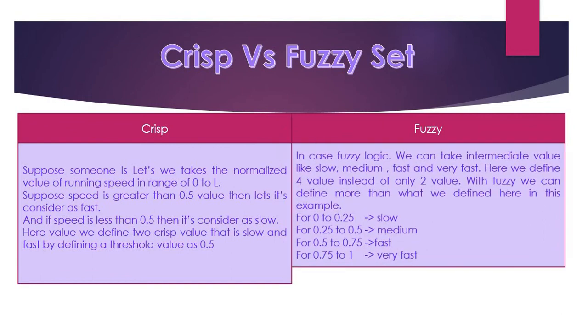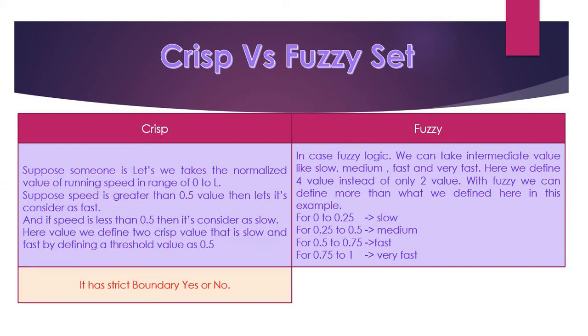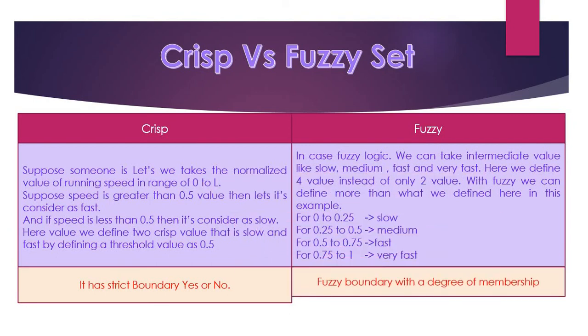Now we are going to see the difference between the crisp and fuzzy set. In the crisp set, suppose we take a normalized value of running speed in the range of 0 to 1. If speed is greater than 0.5, then it's considered fast, and if speed is less than 0.5, then it's considered slow. So here there are only two crisp values, slow and fast, by defining the threshold value as 0.5.